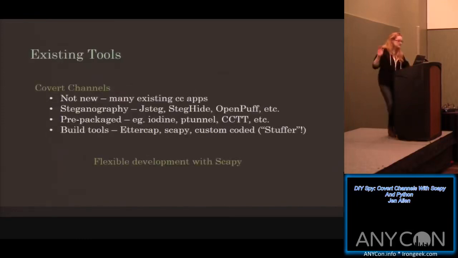So there's a lot of existing tools, as I mentioned. Covert channels are nothing new. They've been around for a very long time. There are a lot of existing apps that you can download. Some of the concepts in hiding data: steganography, for instance, hiding data within other media. So things like JSTEG, StegHide, OpenPuff. There's a whole bunch of, yeah, see, you've heard of these. A lot of ways to hide via steganography.